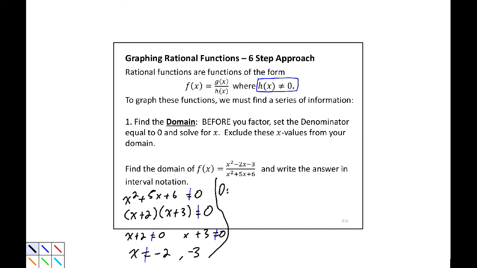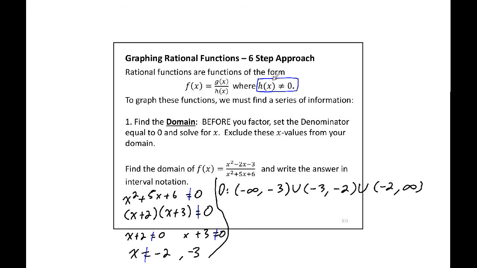My domain is minus infinity to minus 3, not including minus 3, so we use a parenthesis for both of those. Unioned with the interval minus 3 to minus 2, again, parentheses on both of those. Unioned with the interval minus 2 to positive infinity. And that's our domain, because that is all real numbers except for the values that make our denominator 0, negative 2 and negative 3. So we're not including negative 3, not including negative 2.